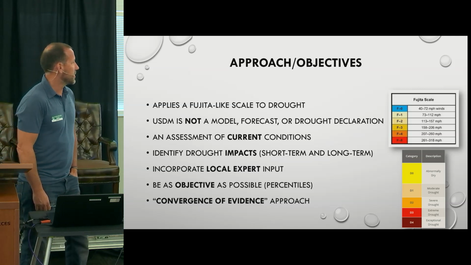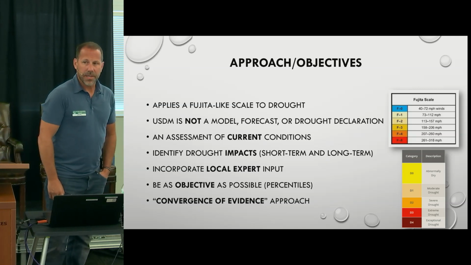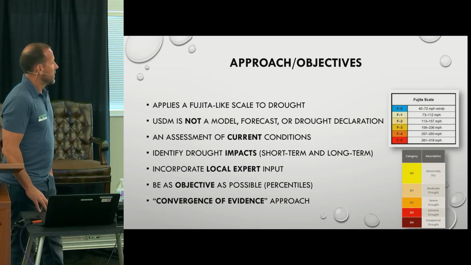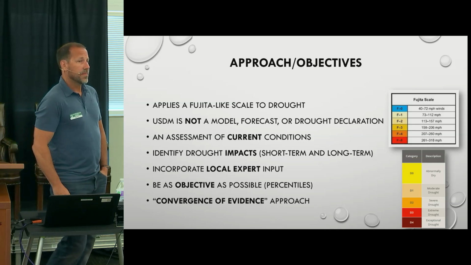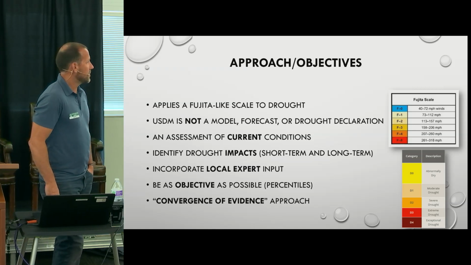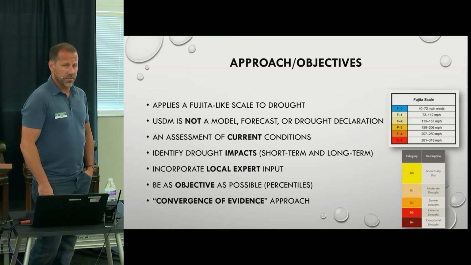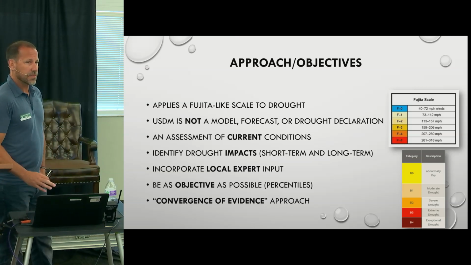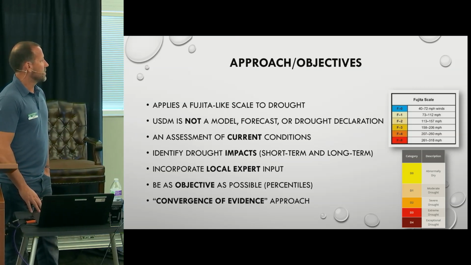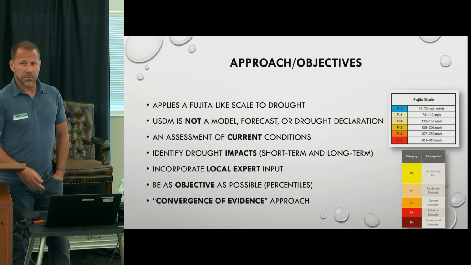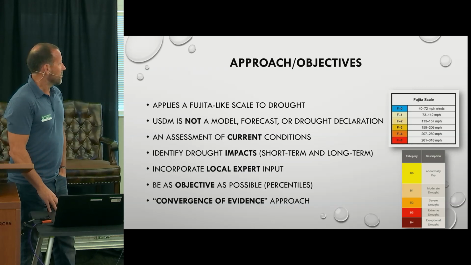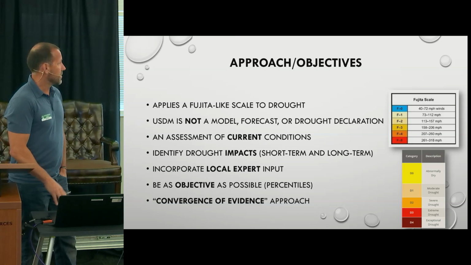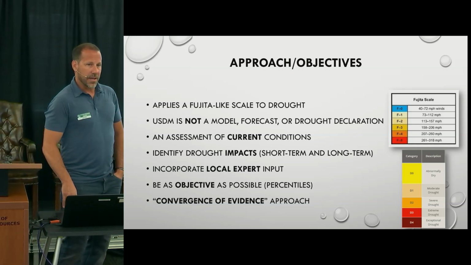We try to identify drought impacts, and you can see those on the map, and I'll show you in a minute, you'll see S's and L's on there. S is for short term, so that'll be impacts that are occurring less than 6 months. And the long-term ones are more than 6 months, which are generally things like hydrologic related impacts. The shorter-term ones are generally things like agriculture.